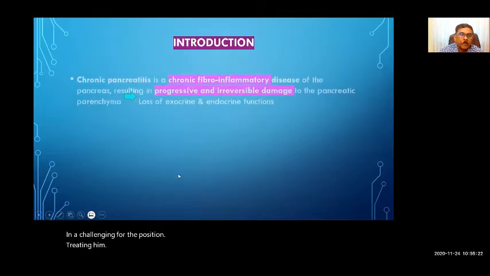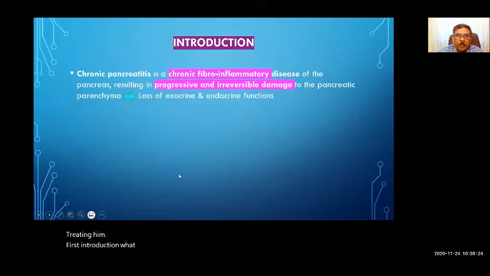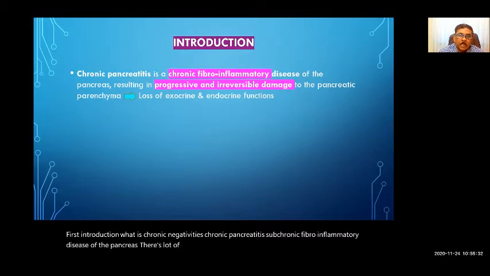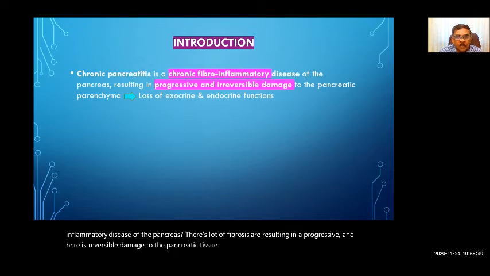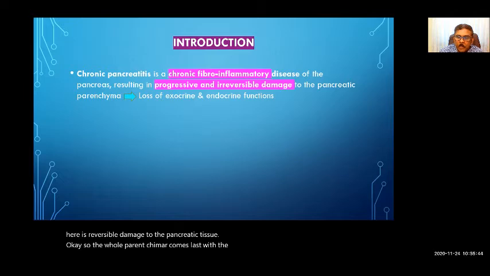First, the introduction. What is chronic pancreatitis? Chronic pancreatitis is a chronic fibroinflammatory disease of the pancreas. There's a lot of fibrosis, resulting in progressive and irreversible damage to the pancreatic tissue. So the whole parenchyma becomes lost, with the resulting loss of the exocrine and endocrine function.